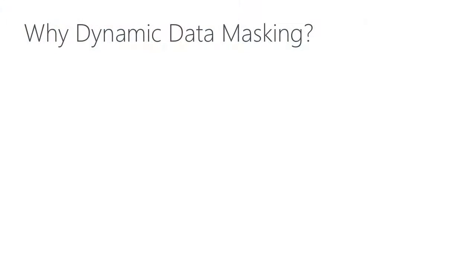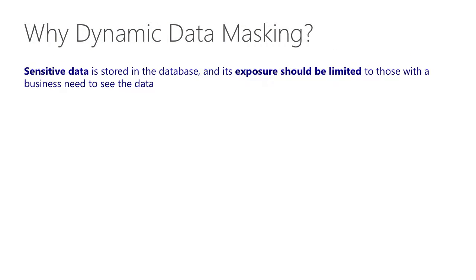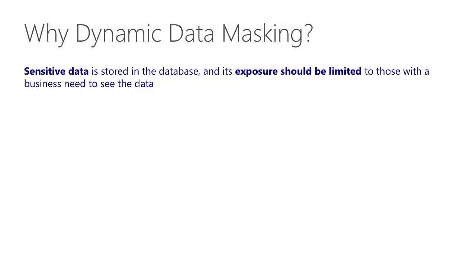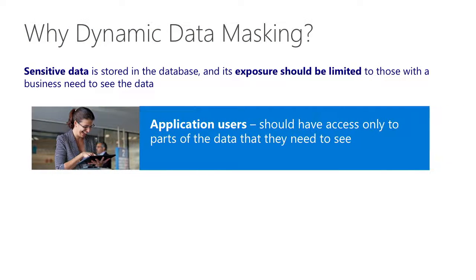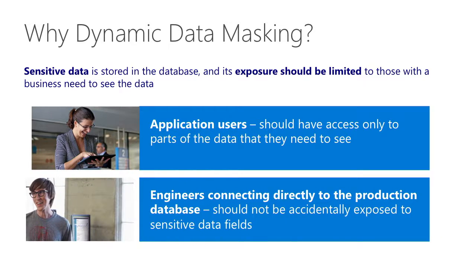A very common scenario is one where you have a database that contains sensitive data. And in general, this data should only be exposed to users on a need-to-know basis. Only users who have a business need to see the data should be able to access it. So for instance, of course, the end users of your application should have access only to the parts of the data that they need to see. And engineers who connect directly to a production database, for instance, to troubleshoot an issue or an incident, should not be accidentally exposed to these sensitive data fields.